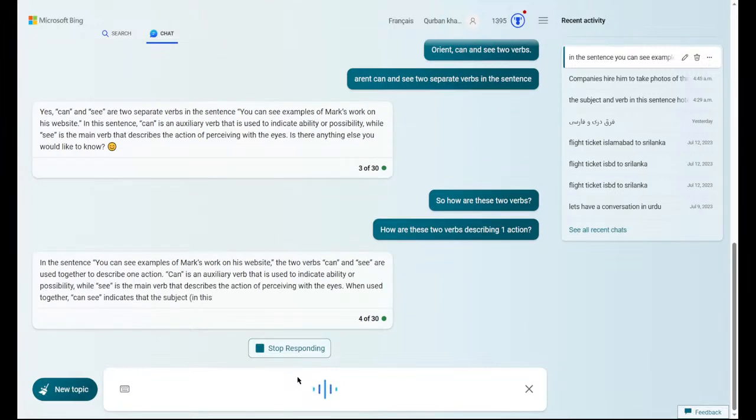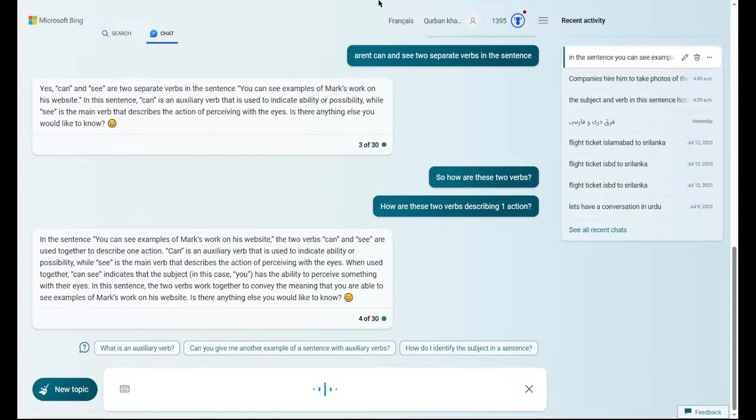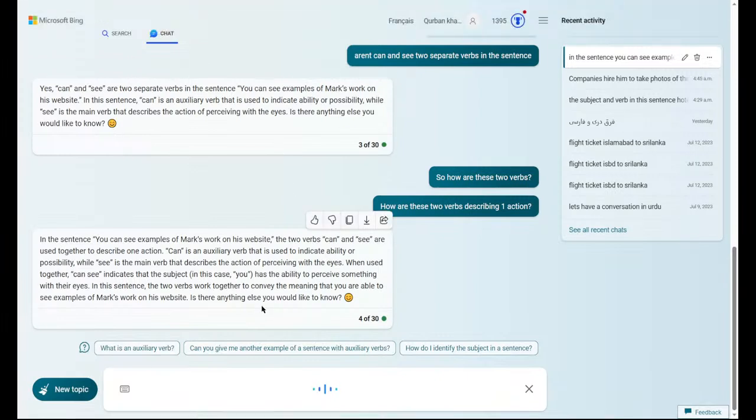In the sentence, you can see examples of Mark's work on his website. The two verbs can and see are used together to describe one action. Can is an auxiliary verb that is used to indicate ability or possibility, while see is the main verb that describes the action of perceiving with the eyes. When used together, can see indicates that the subject, in this case, you, has the ability to perceive something with their eyes. In this sentence, the two verbs work together to convey the meaning that you were able to see examples of Mark's work on his website. Is there anything else you would like to know?